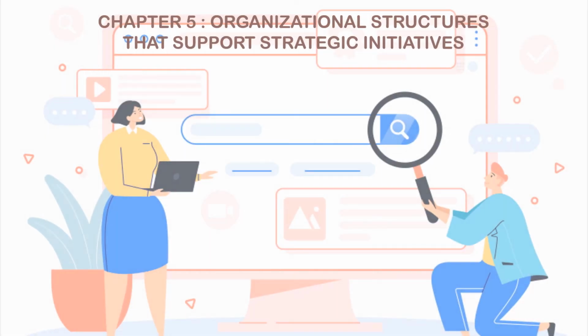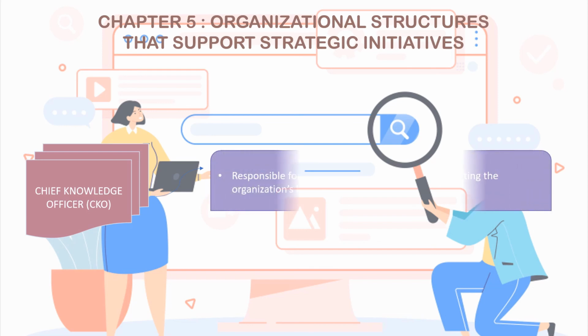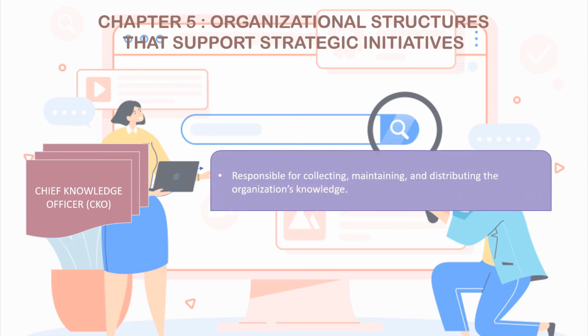Now let's go to the last position of chapter 5, which is Chief Knowledge Officer, known as CKO. CKO is responsible for collecting, maintaining, and distributing the organization's knowledge.